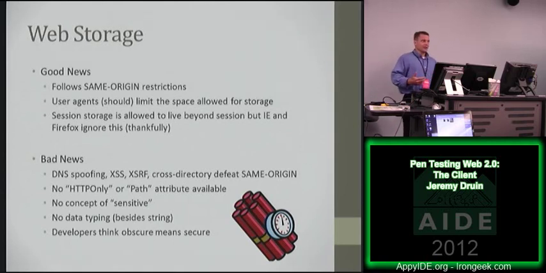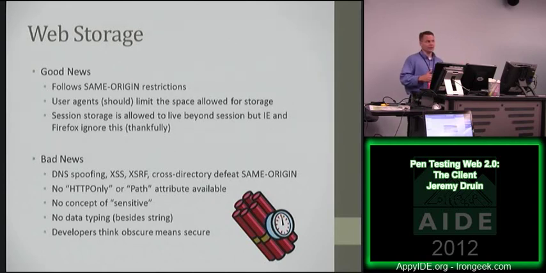There's definitely no concept of sensitive. There never has been in cookies, and there still isn't. And there's no data typing. Everything's a string. The key that you store the data under is a string, and everything that you put in the value is a string, no matter what it looks like. Even if it looks like a number or whatever, even if it looks like it's binary, it's still a string.